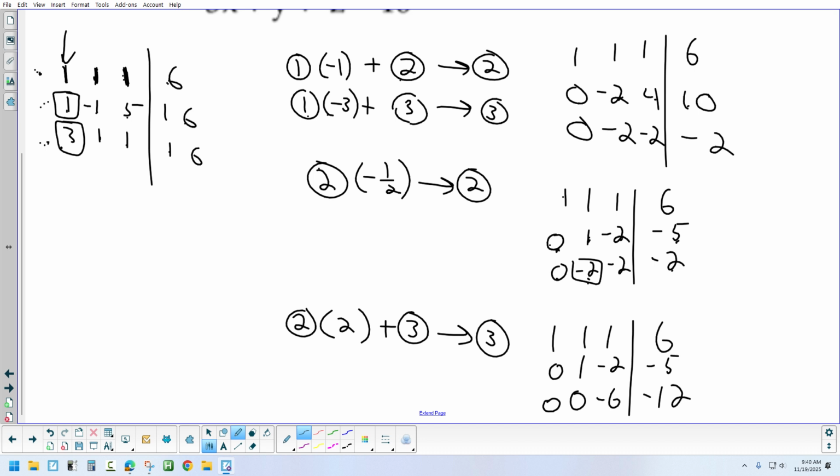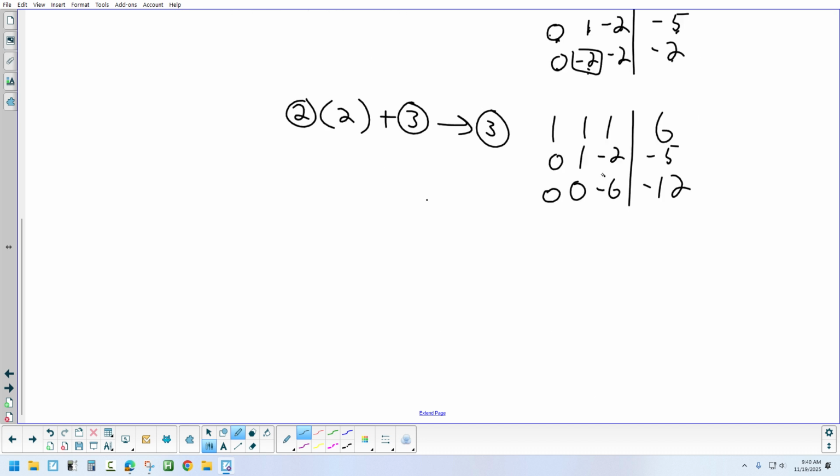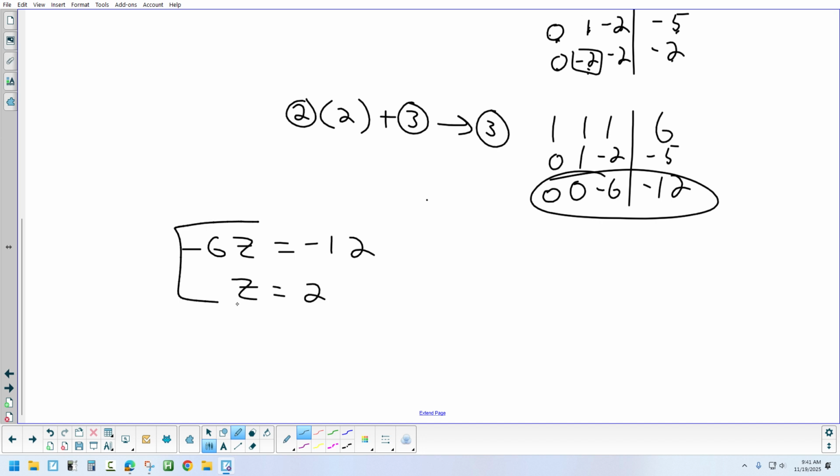We've got everything that we need. What does this last row tell me? Right, you've created an equation that doesn't have an x, doesn't have a y, just has a z. So now you can solve for z. And what would z equal when you solve there? 2. Okay, so there's our first answer.